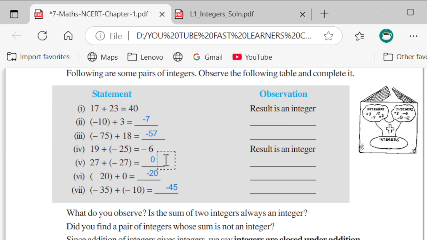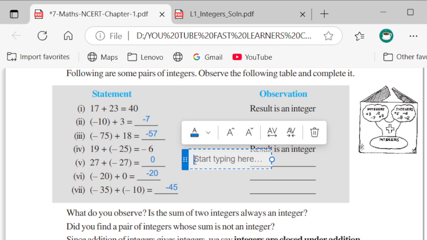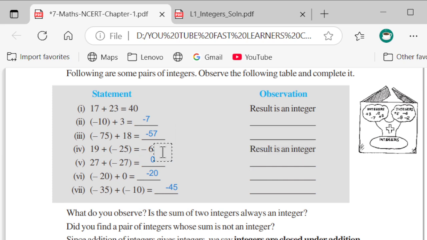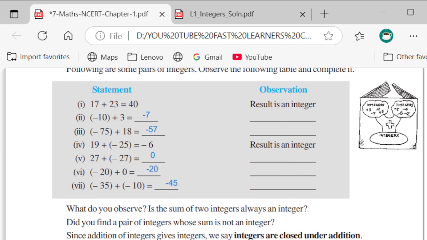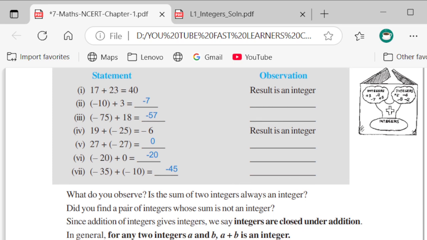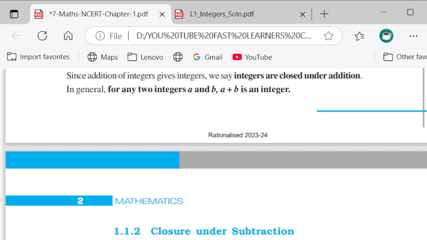19 minus 25. Obviously you know 25 minus 19 is 6, and you put the sign of the bigger number, that is 25, so minus 6. Plus 27 minus 27, the answer will be 0. Minus 20 plus 0, the answer is minus 20, and minus 35 plus minus 10, the answer will be minus 45. All the results are integers. So here the property is that for any two integers a and b, a plus b is an integer. It is always an integer.